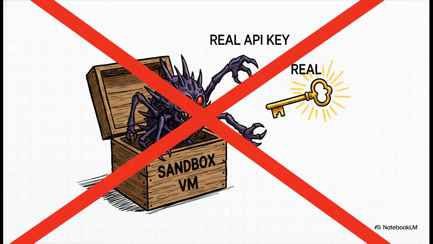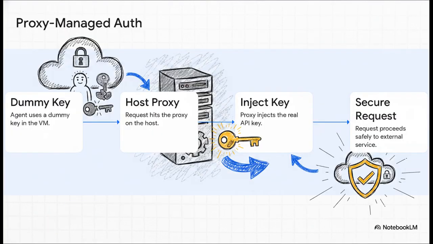So the golden rule here is simple. Never ever expose real credentials to the sandbox VM. Docker solves this with a proxy-managed credential setup, and it works perfectly. Here's the flow. First, the agent inside the VM uses a fake dummy token. It genuinely thinks it has the real key, but it doesn't.